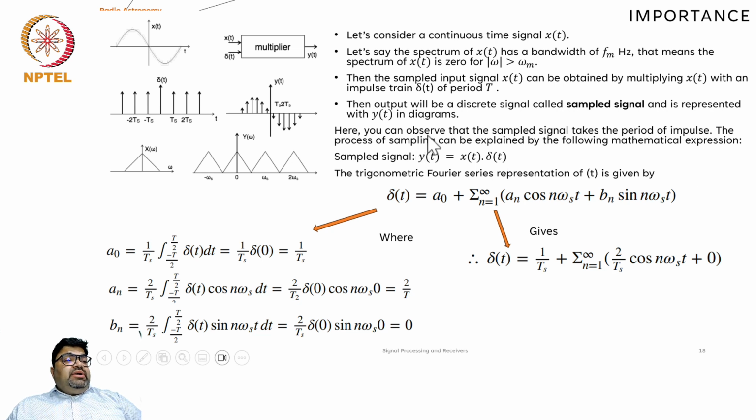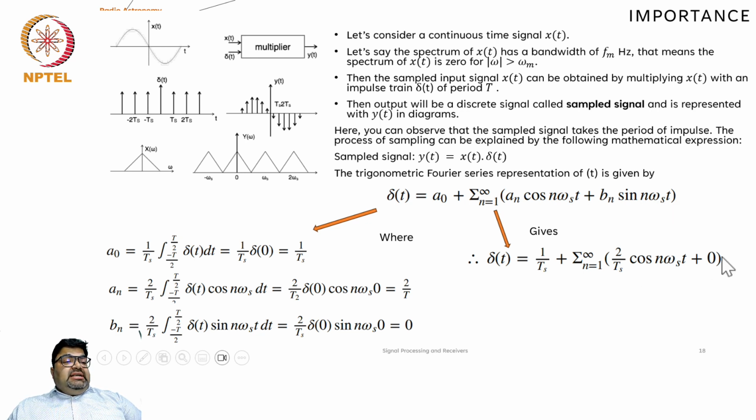So here you can observe that the sampled signal takes the period of the impulse. The process of sampling can be explained by the following mathematical expression. y(t), the sampled signal, is x(t) times delta(t). The trigonometric Fourier series representation of delta(t) is given by a0 plus the summation over n equal to 1 to infinity of an cosine n omega_s t plus bn sine n omega_s t.